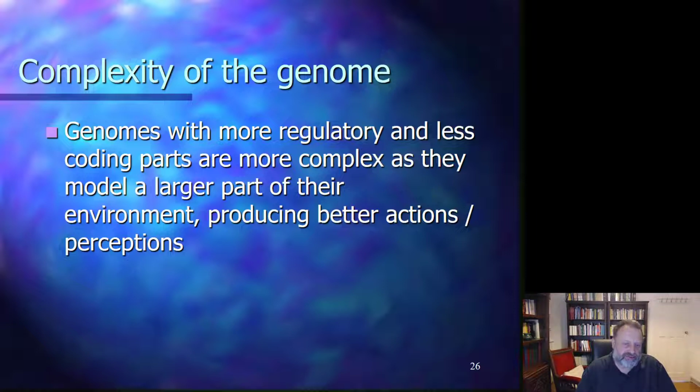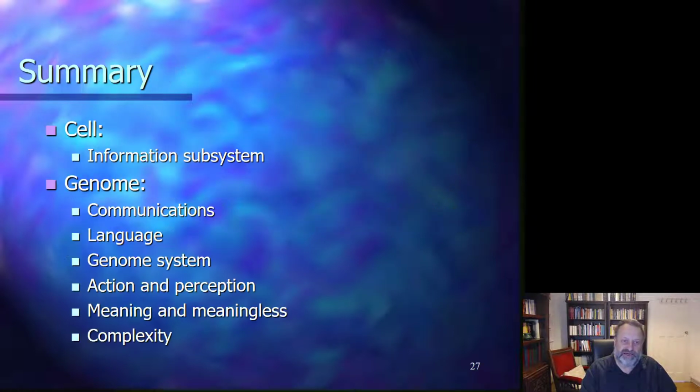The same way, if you look at the genome, the amount of regulatory content determines the complexity of the genome. The ones which have a relatively small amount of regulatory content have less adaptivity built into them, while the ones which have a large volume of regulatory content can adapt to a wide variety of environments, and in a sense they have better actions and perceptions reflecting their environment.